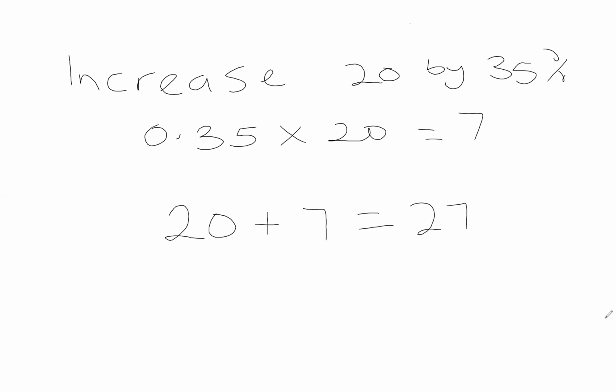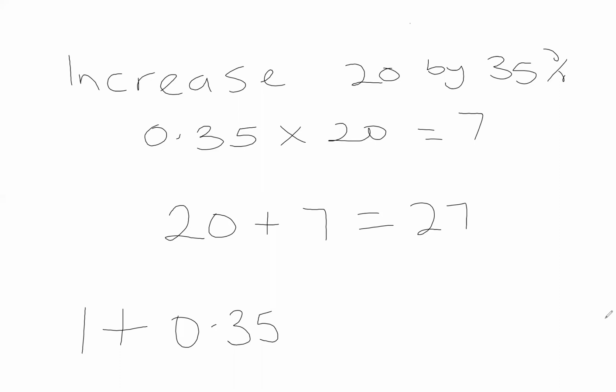What if we didn't go through the process of finding 35% firstly? You could simply have done 1 plus 0.35.